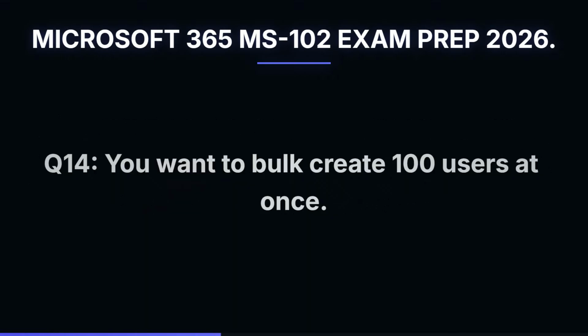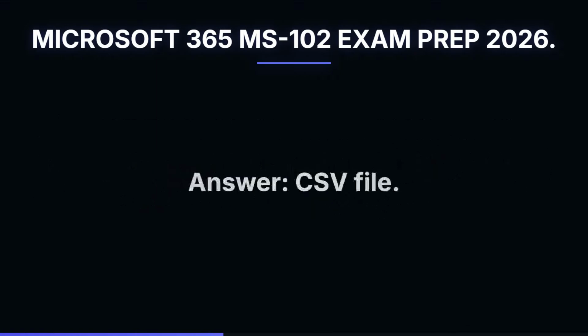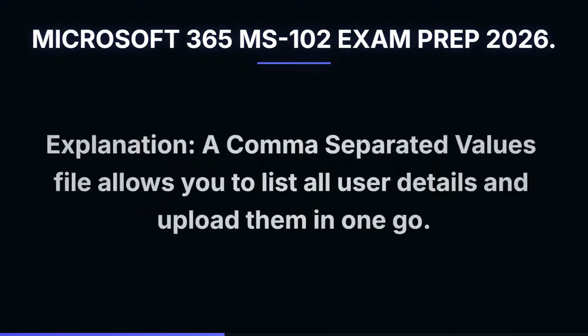Q14. You want to bulk create 100 users at once. What file format do you use to upload them? Answer: CSV file. Explanation: a comma-separated values file allows you to list all user details and upload them in one go.